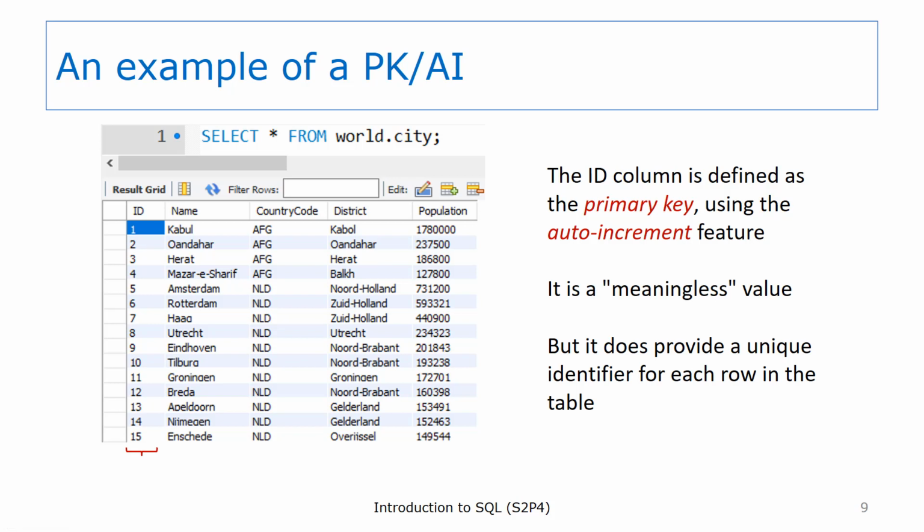Finally, you can see an example of the auto-increment primary key as used in the city table. The key is shown under the ID column. As you can see, the value starts at 1 and is incremented by 1 for each row in the table. You can also see that the ID value has no particular meaning in terms of the data. The meaning is for the database management system, not for your application.